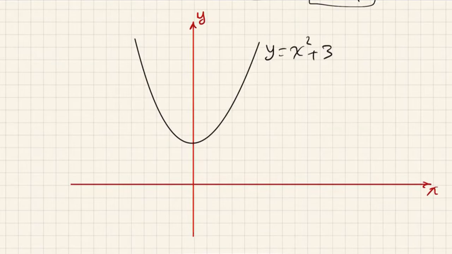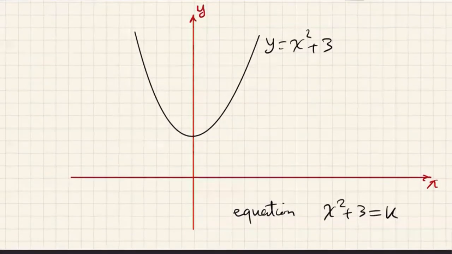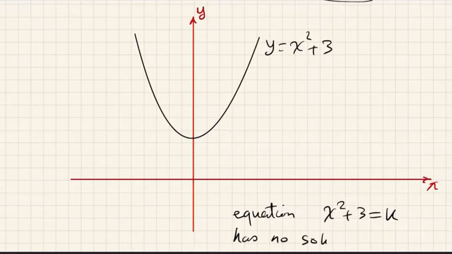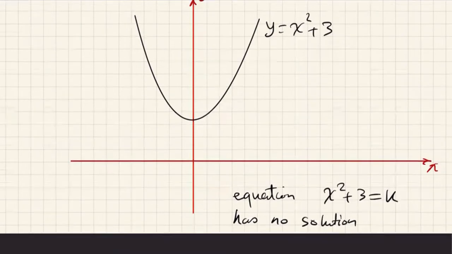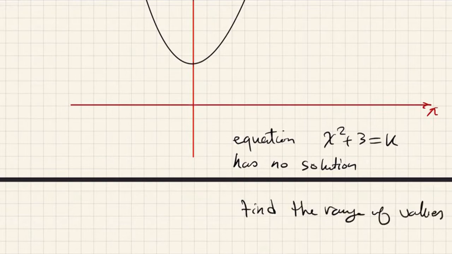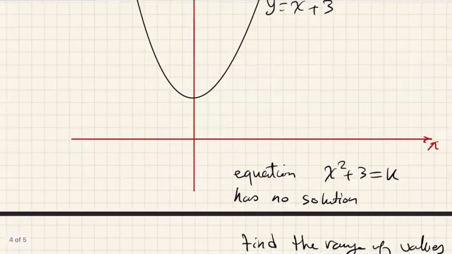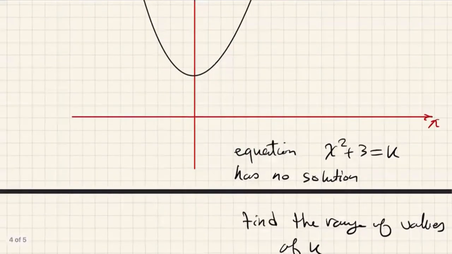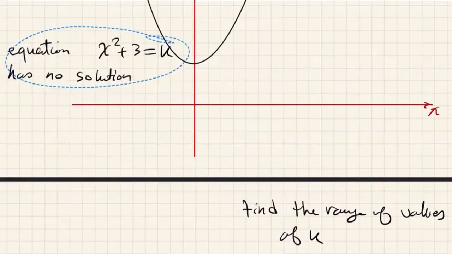Okay, and I'm telling you the equation x squared plus 3 equals k has no solution, where k is a constant. Find the range of values of k.